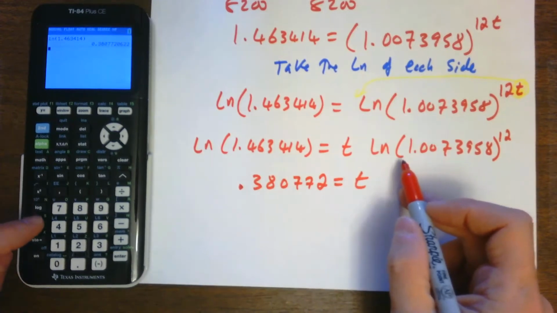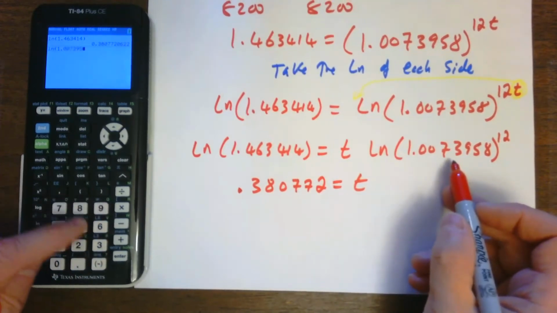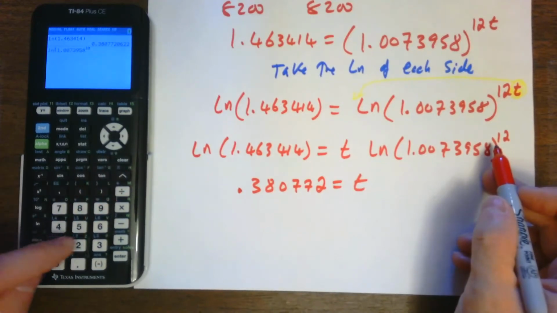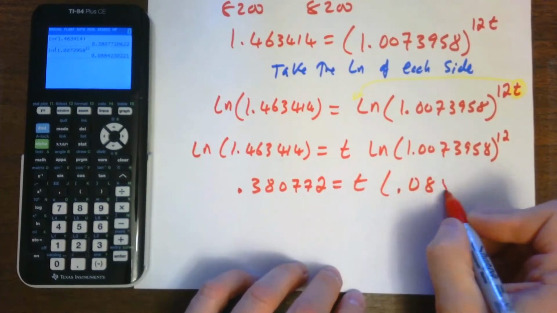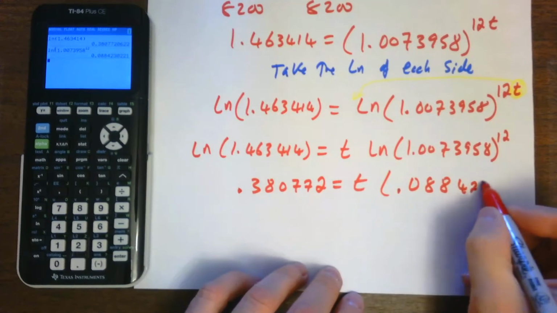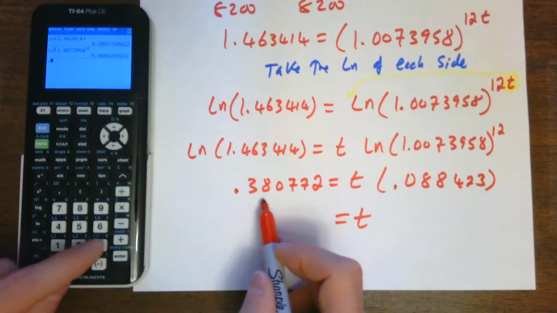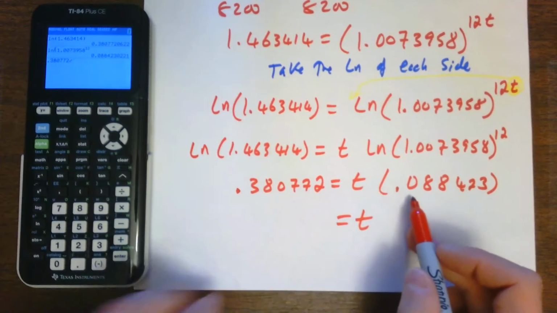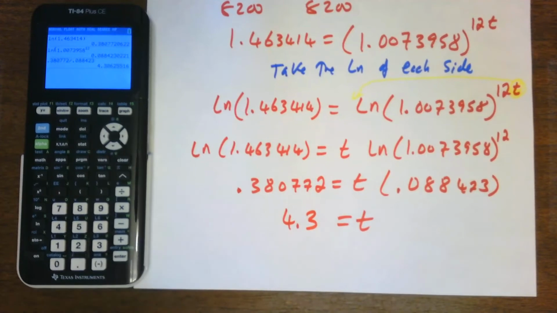I'm going to do this on my calculator. The natural log of 1.007395 to the power of 12. And I get t times 0.088423-ish. Divide both sides by that. So I'm going to take 0.380772 divided by 0.088423 equals, and I get 4.3.